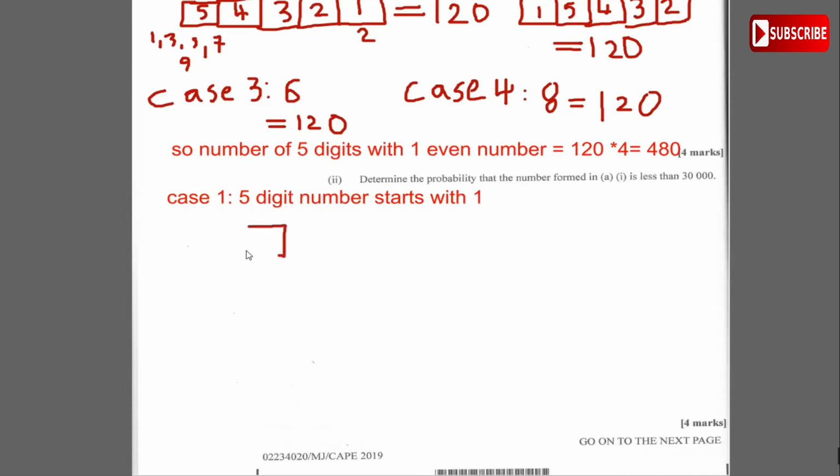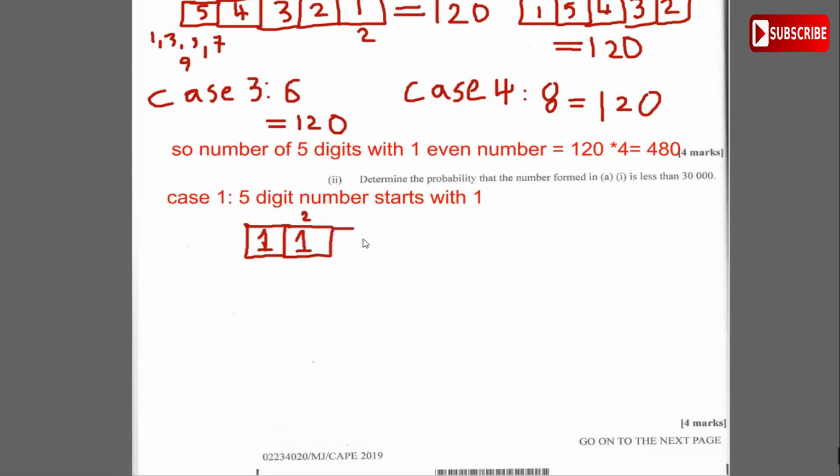So if the 5-digit number starts with 1, that means it will definitely choose 1. The second issue is that it must have an even number. So let's say the even number in this case is 2. Let's say we choose the even number 2. So there's only one way we can choose the even number 2. That means we can't choose 4, 6, or 8.